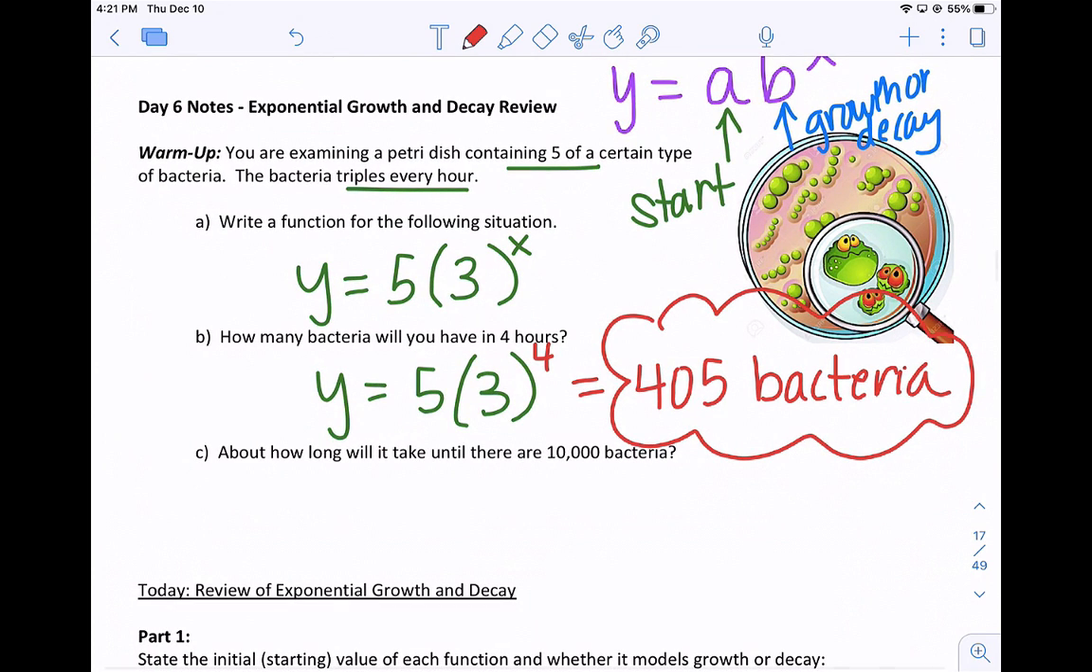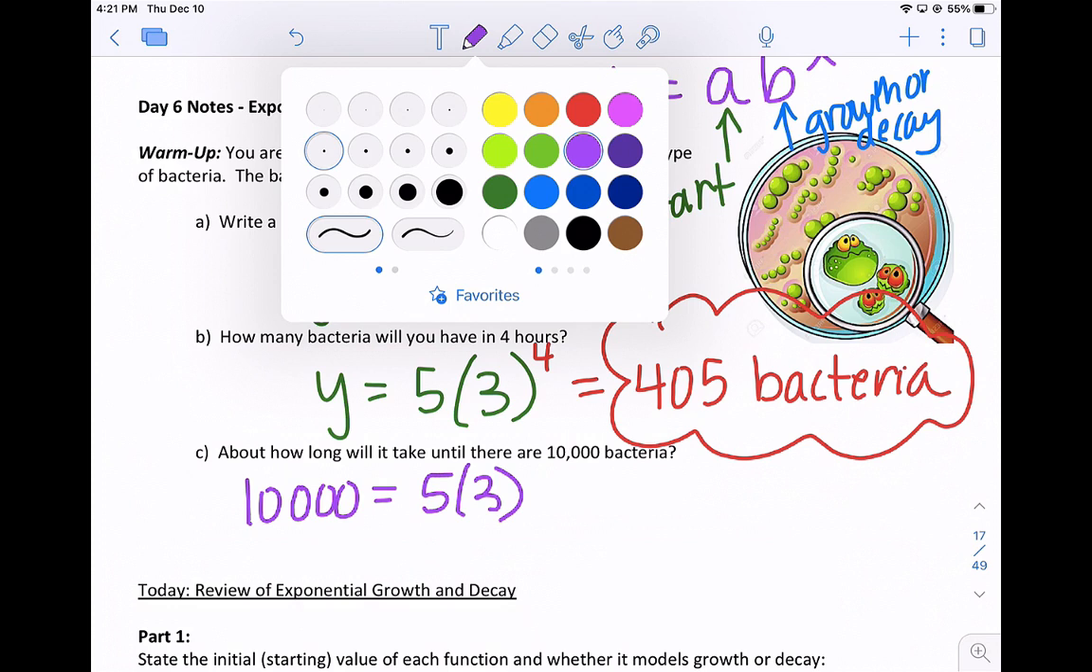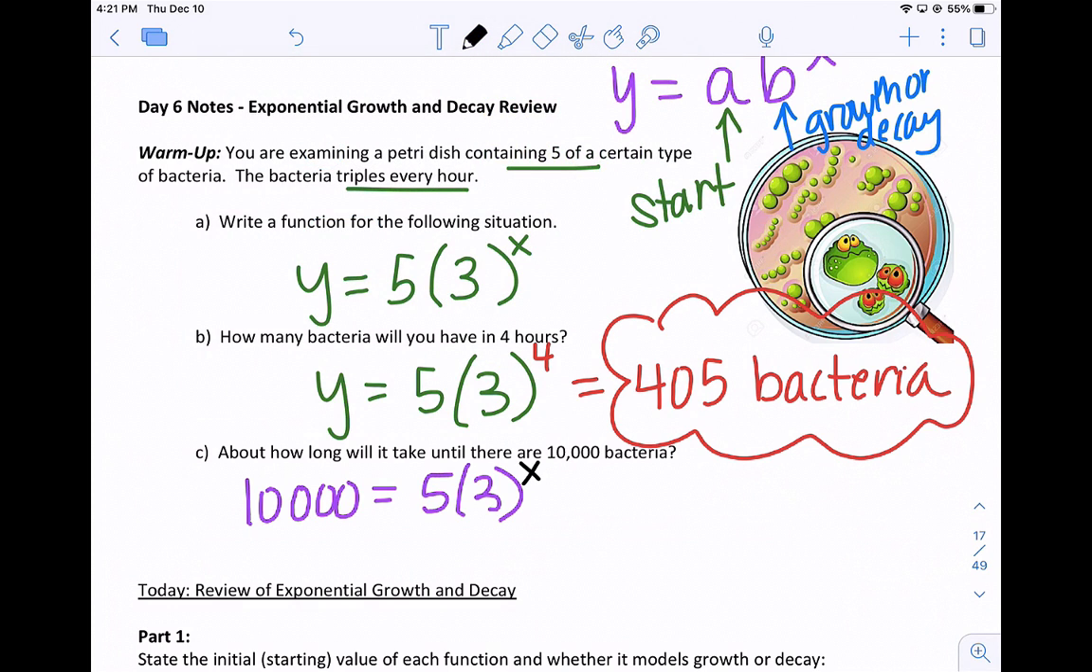About how long will it take until there are 10,000 bacteria? So this time we have the 10,000, the number of bacteria, and we want to know what time will give us those 10,000. So now we're solving for x. Right now we don't have an algebraic way to solve for x, so what we've been using is guess and check. And we can just guess and check it as is. We can do 5 times 3 to a power and try to get 10,000.